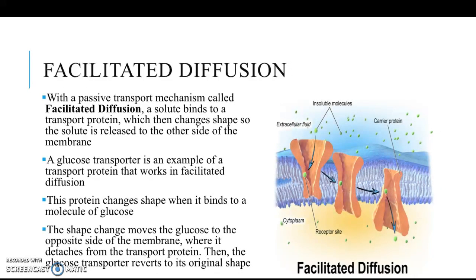Facilitated diffusion. With a passive transport mechanism called facilitated diffusion, a solute binds to a transport protein, which then changes shape so the solute is released to the other side of the membrane. A glucose transporter is an example of a transport protein that works in facilitated diffusion. This protein changes shape when it binds to a molecule of glucose. The shape change moves the glucose to the opposite side of the membrane, where it detaches from the transport protein. Then, the glucose transporter reverts back to its original shape.